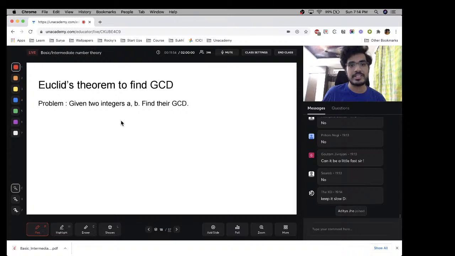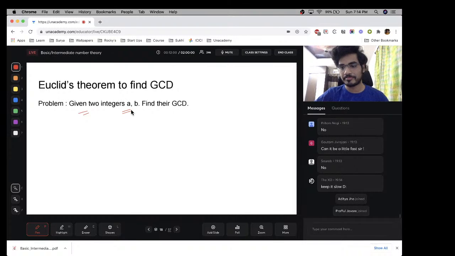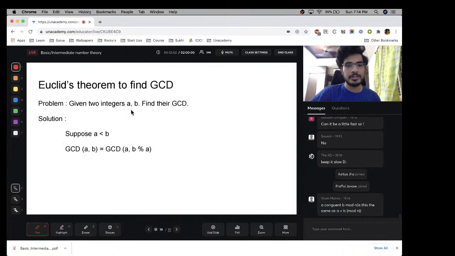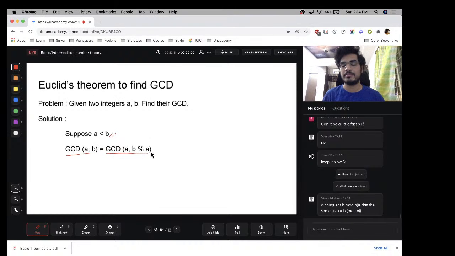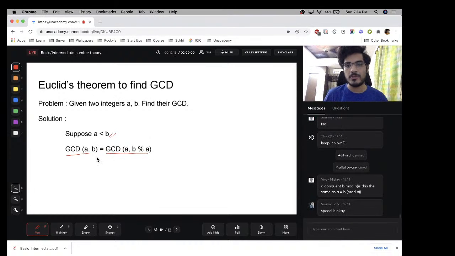We go to Euclid's theorem to find GCD. Given two integers a comma b, we have to find their GCD. So how are you going to do that? Suppose a is less than b, then GCD of a comma b is the same as GCD of a comma b mod a. Why is this true?